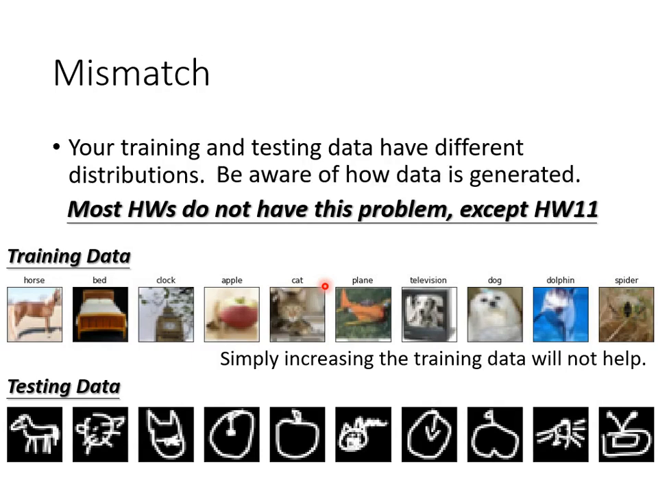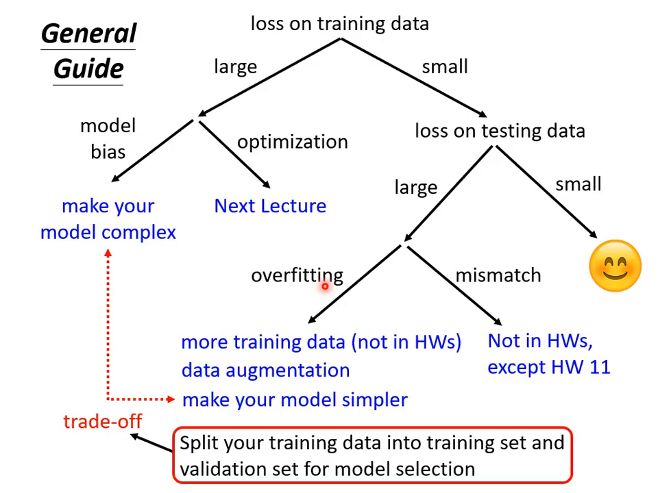Okay, then you might ask why I know the cause is a mismatch. In my opinion, the judgment of mismatch depends on your understanding of the data. You may need to have some understanding of how the training data and testing data are produced. Then you can decide whether the mismatch problem is encountered. Okay, this is the guide for our homework.